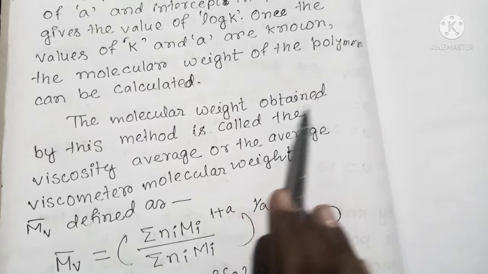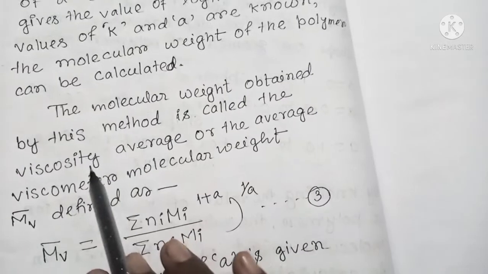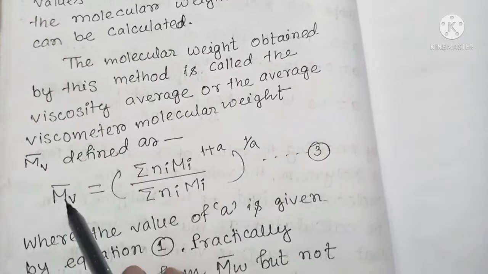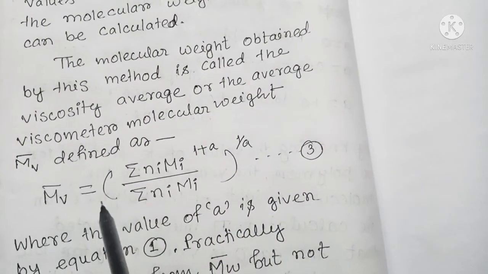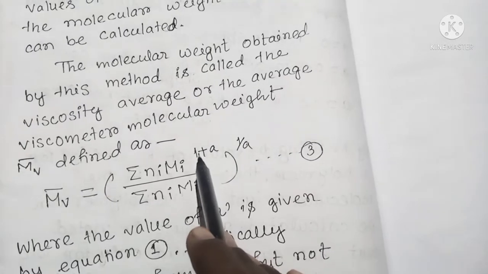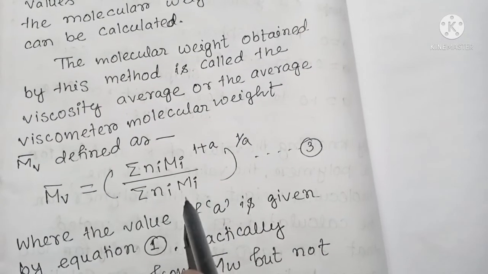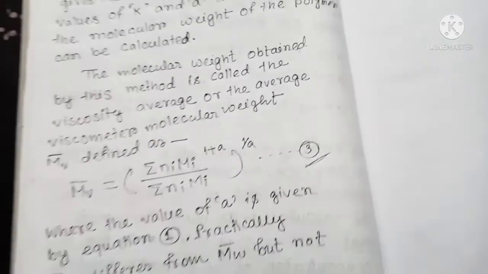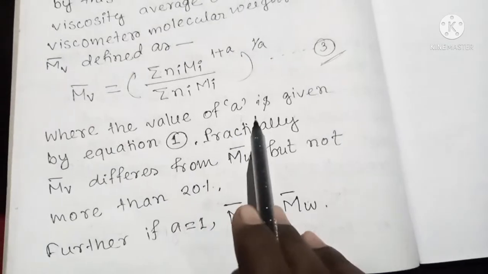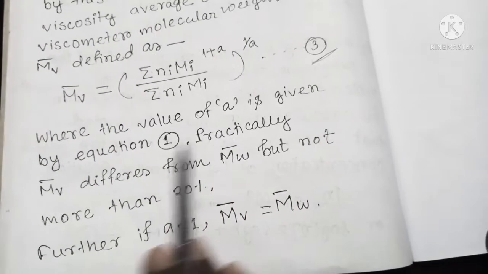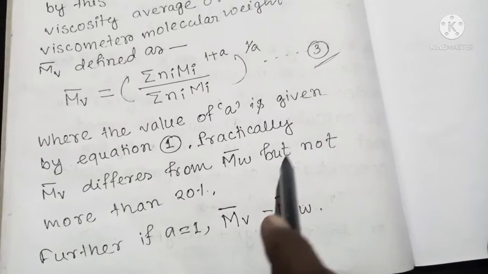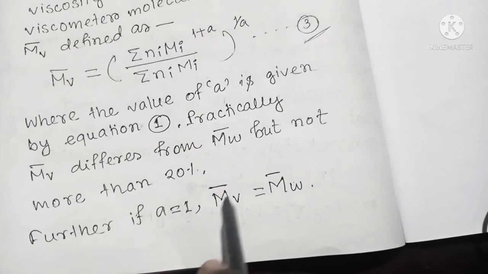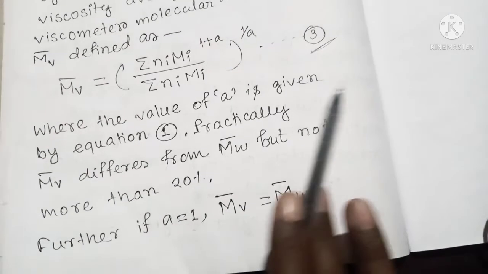The molecular weight obtained by this method is called the viscosity average molecular weight, Mv bar, defined as Mv bar equal to (summation of ni Mi to the power 1 plus a by summation of ni Mi) whole to the power 1 by a, and we denote this as equation 3. Where the value of a is given by equation 1, practically Mv differs from Mw bar but not more than 20%, and further if a equal to 1 then Mv bar equal to Mw bar.